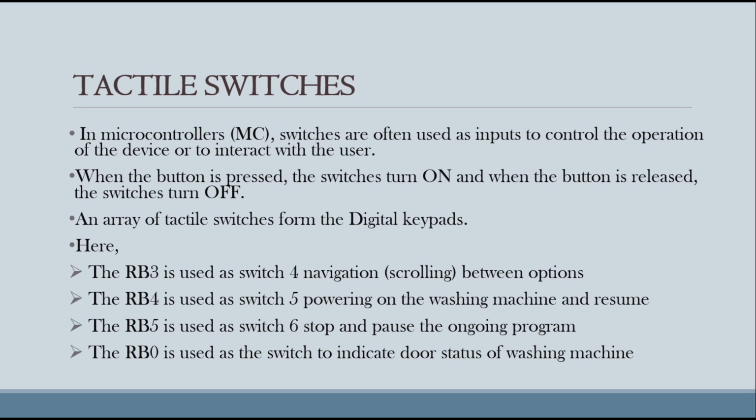RB3 is used as a switch for navigation, scrolling between options. RB4 is used as switch 5, for powering on the washing machine and resuming. RB5 is used as switch 6, to stop and pause the ongoing program. RB0 is used as a switch to indicate the status of the washing machine. To know about more components in this project, I would like to invite Kavya Sri to explain the input and output components and how the user interacts with the system.